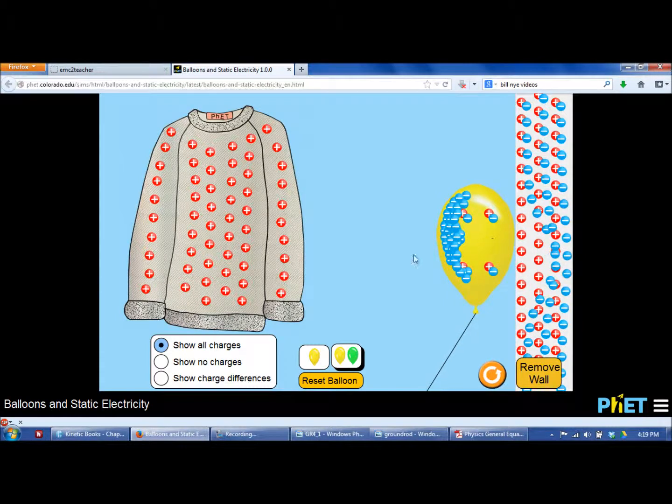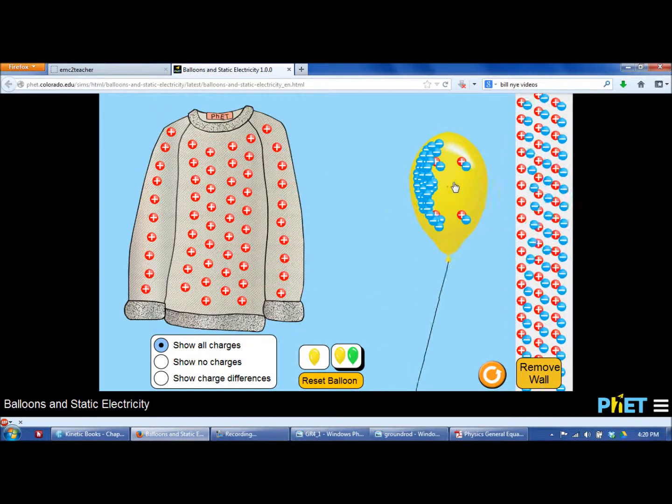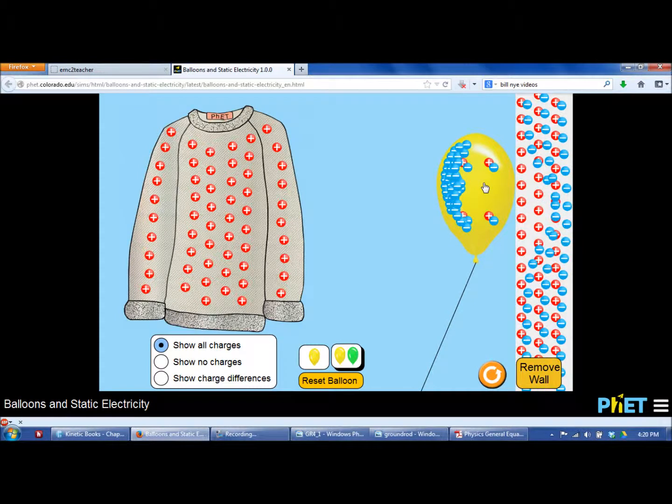And what actually happens is now you've got charging by induction. No charges have moved, but the charges in the balloon have created a force on the charges in the wall. Negative on the balloon pushed away the negative charges on the wall, creating an area that is positively charged. That's why the balloon will stick there, due to that induced charge. If I bring it over to the sweater, of course it sticks also. But while the net charge on the wall is still zero, in areas it is positively charged and negatively charged.